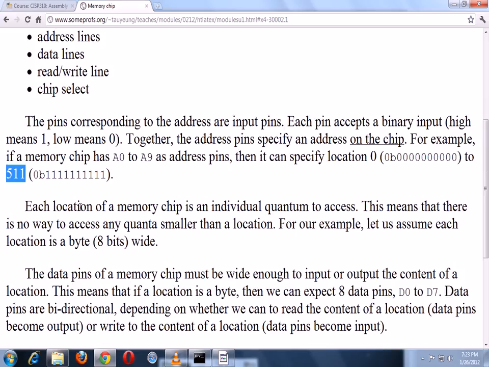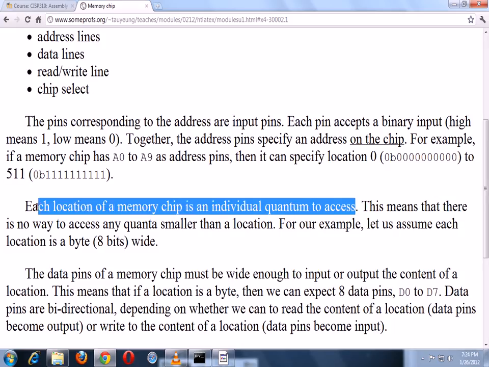Okay. Now, each location of a memory chip is an individual quantum to access. This is really quite important, because what it means is you cannot choose in software and say, sometimes I want to access a single bit, other times I want to access a whole byte, because that is hardware dependent. If your memory chip is a byte device, then every time you have to access the entire byte. You cannot just say, I want the lower nibble, the lower 4 bits of a byte. You can filter that out, but when you access, you're always accessing a byte at a time.